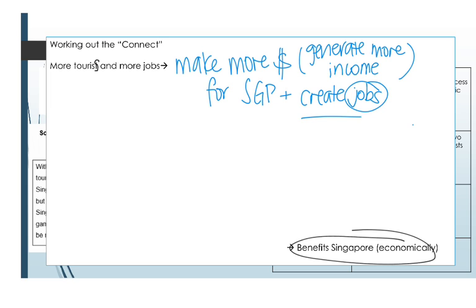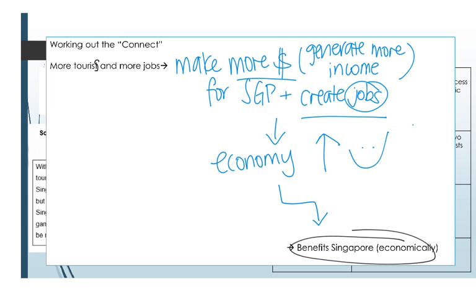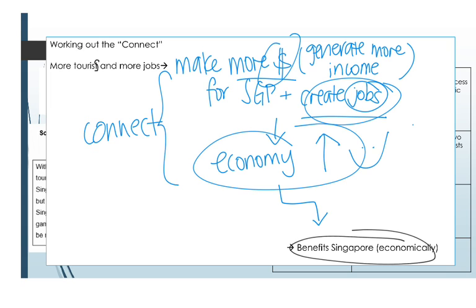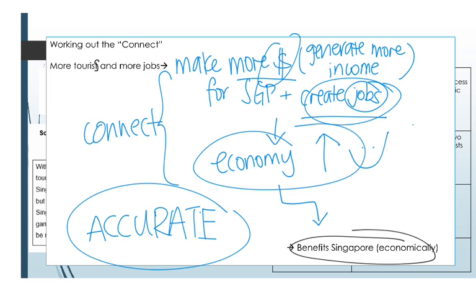All right, when you create more jobs and you make more money, the economy will grow. And therefore, when the economy grows, it is a benefit. You can even add on that people get happy when the economy grows. Okay? So this, again, is the connect. And again, we have to be very, very accurate. More money, jobs, economy grow. Okay? Then you put it into the prose form. Must be accurate.